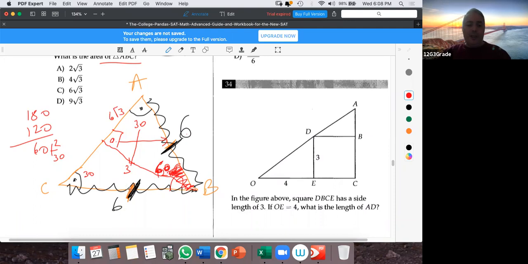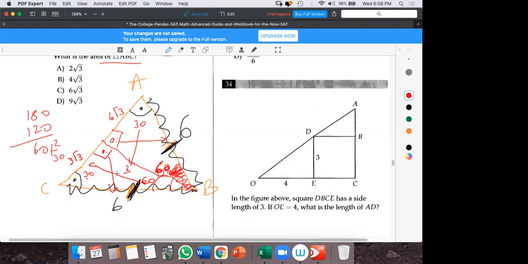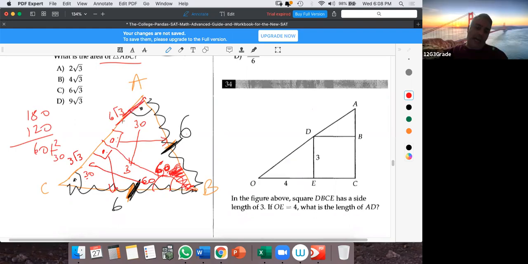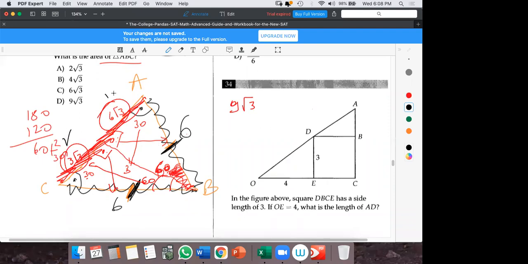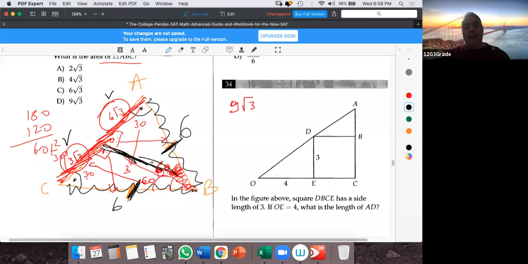Let's continue. Now, if this is 90, this must be 90 also. 90, 30, 60. Now, opposite of 90 is 6. Opposite of 30, 3. Opposite of 60, 3 root 3. Right? I'm not making any mistake. So this length, can you tell me what this length is right now totally? 9 root 3. Is this correct?